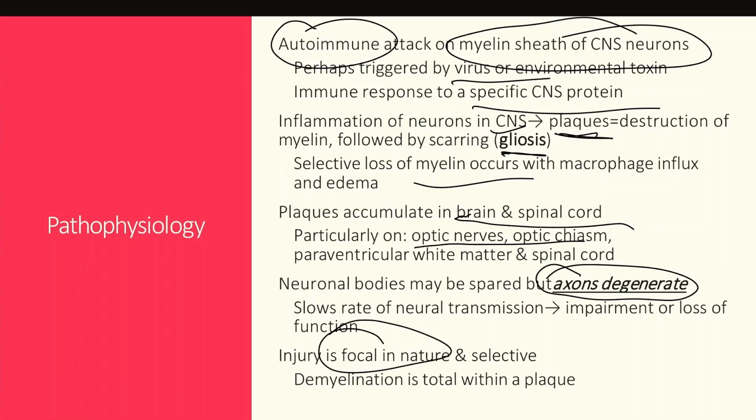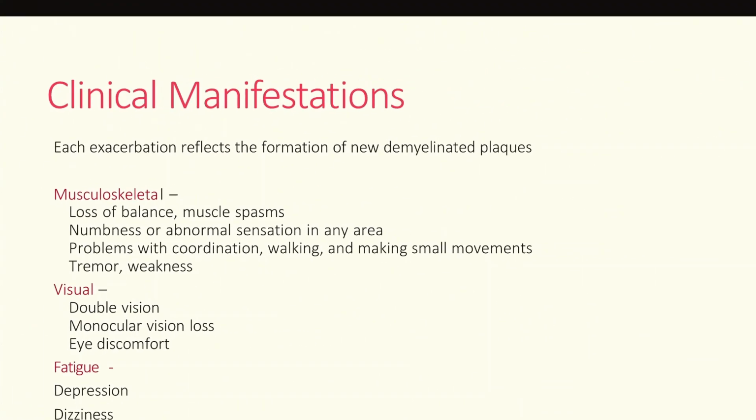Injury is focal in nature. They're going to have problems. Okay, my right hand is not strong anymore. My left leg is whatever it is. It's not going to be like, oh, I'm just numb, my leg is numb everywhere. No, it's going to be a specific part that is being affected by the MS. And obviously, demyelination is total within a plaque. It's not going to do anything anymore.